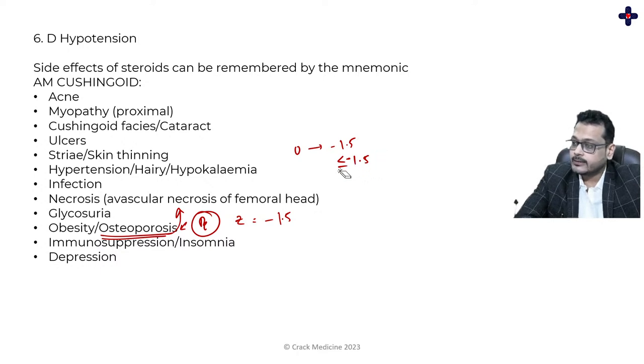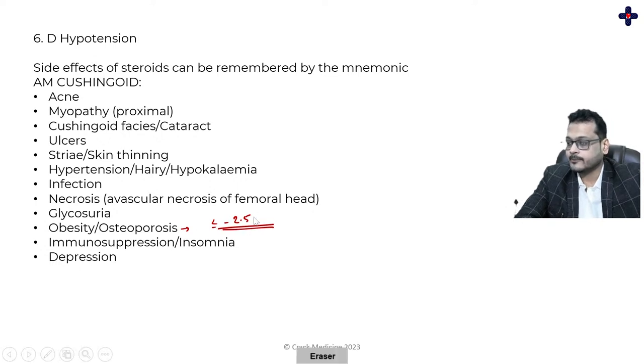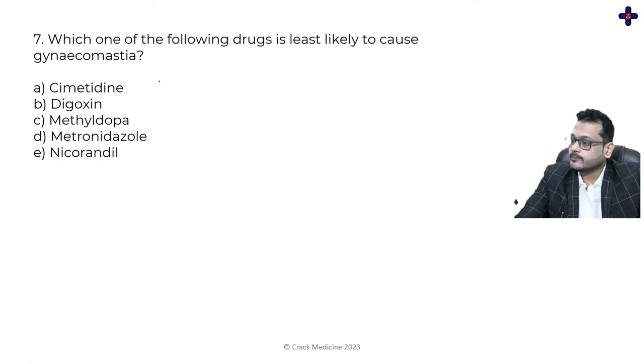But in cases of patients who are already on long-term steroids, the threshold for osteoporosis diagnosis as well as initiation of treatment goes to minus 2.5. Okay, remember this, especially for your exams. So whatever we are talking today, we are talking in respect of exams. That is what we are all concerned about here. Right, so now you remember all the side effects of steroids. Let's move on to the next one.